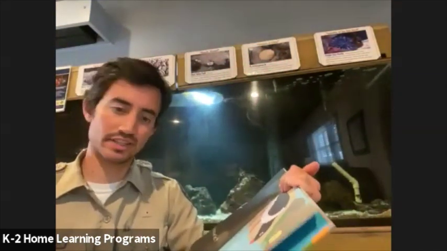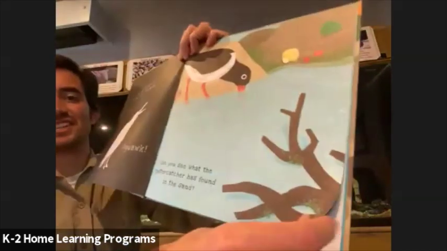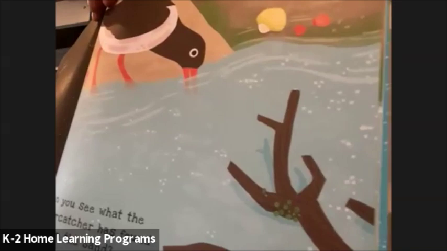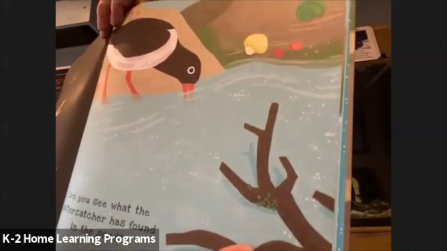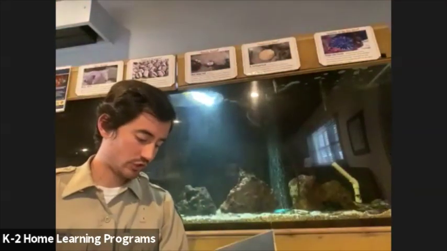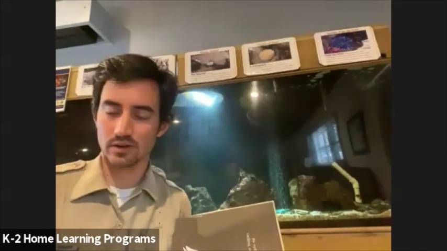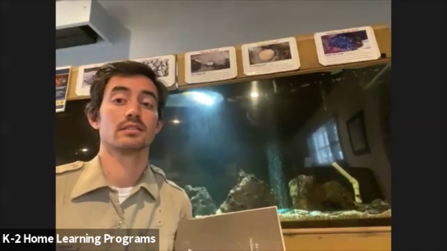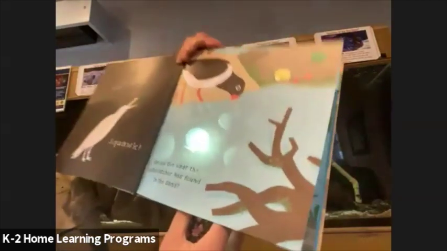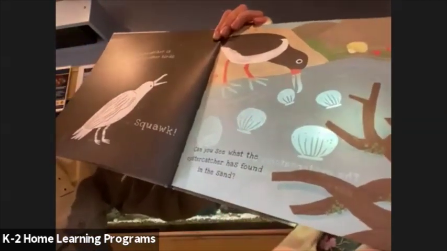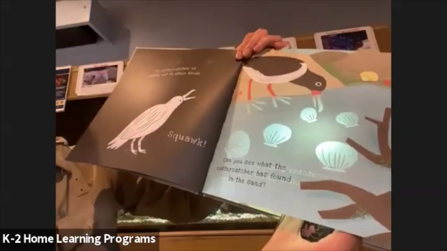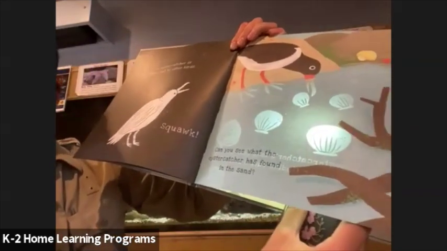All right, can you see what the oyster catcher has found in the sand? Well, let's see, I'll give you one last look, see if you can find it. What's it looking for? Let's shine a light. All right, so remember what I talked about. What does the oyster catcher eat? Oh, there are a bunch of these. These are clams. Clammy clams.